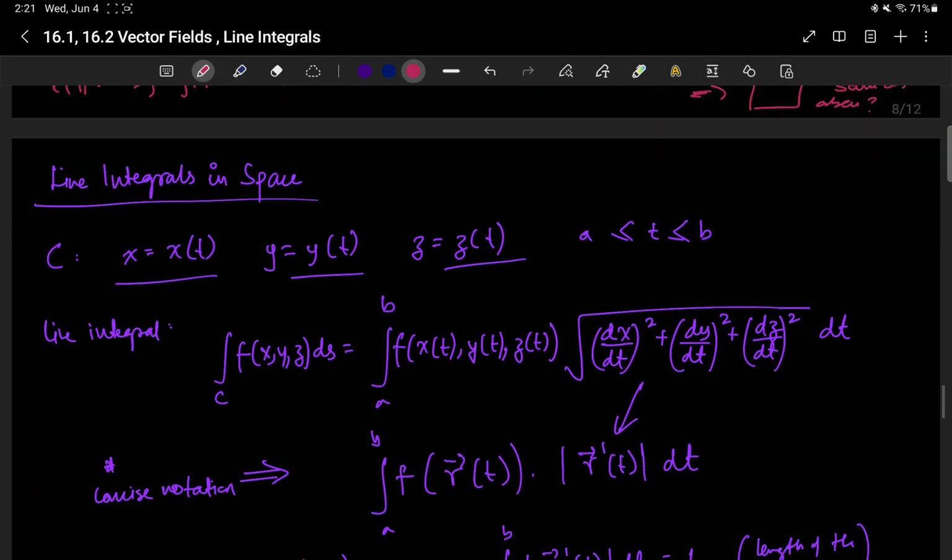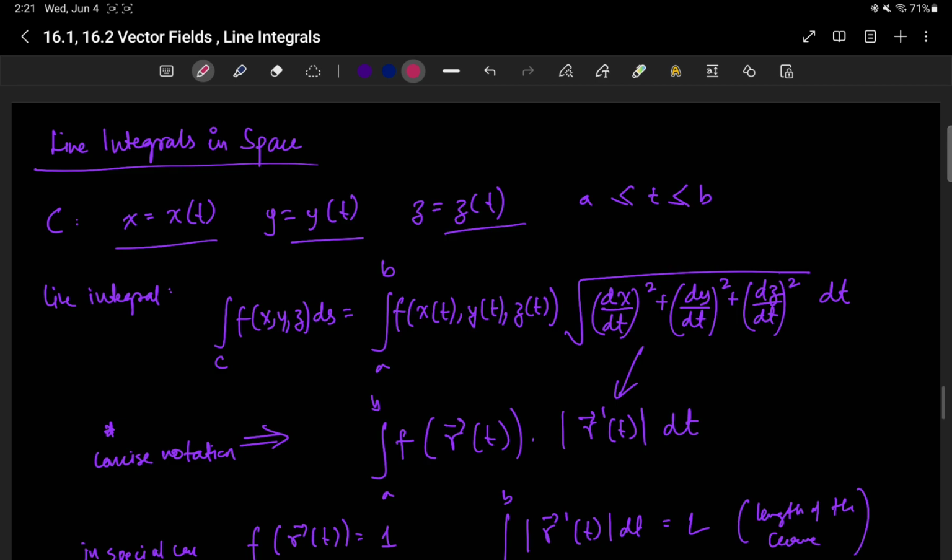We can extend this idea of line integral to space, and when we say space, we mean 3 dimensions, where you have a curve that is parameterized by x(t), y(t), z(t). Then the line integral becomes pretty analogous to the one in 2 dimensions: f of x(t), y(t), z(t), and you have this arc length factor, which is the square root of (dx/dt) squared plus (dy/dt) squared plus (dz/dt) squared.